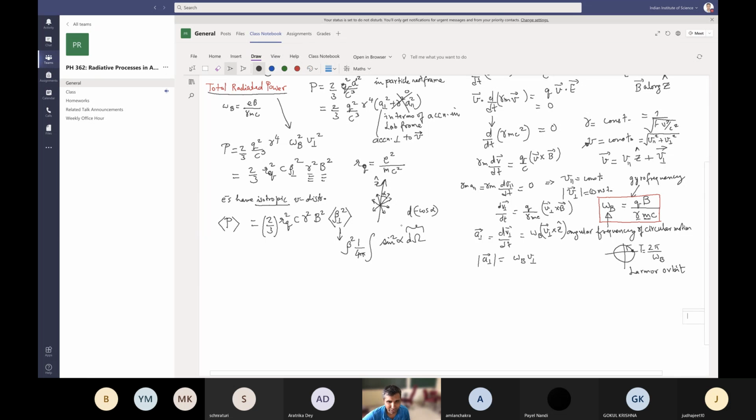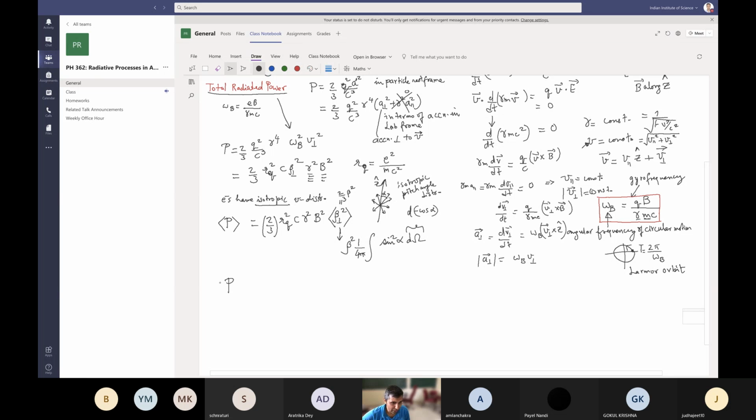And we also know another way of doing it: the average of cos squared theta is 1/3 and the average of sine squared theta is 2/3, because cos squared theta is like z squared, which is 1/3 of r squared. So this is nothing but 2/3 of beta squared, right? If you assume an isotropic pitch angle distribution, that's what you get. So this is integrated over all angles between electrons and magnetic fields.